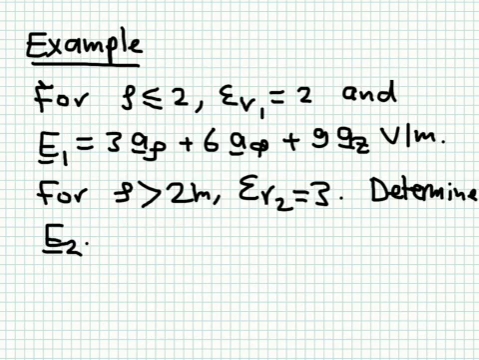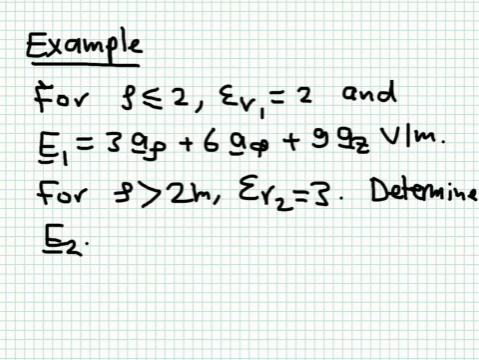We consider here one more example. We have this in cylindrical coordinates. We have a cylinder for rho less than or equal to 2. So inside the cylinder of radius 2, the dielectric constant is equal to 2, and this is the expression for the electric field. For rho greater than 2 meters, epsilon r is equal to 3.